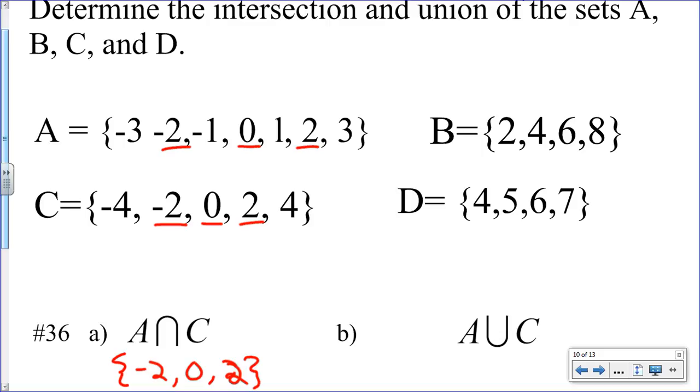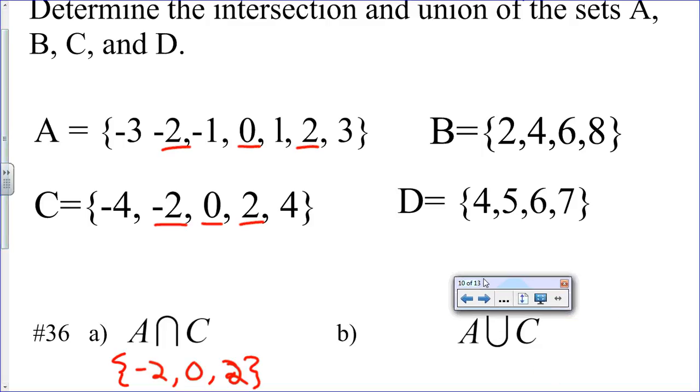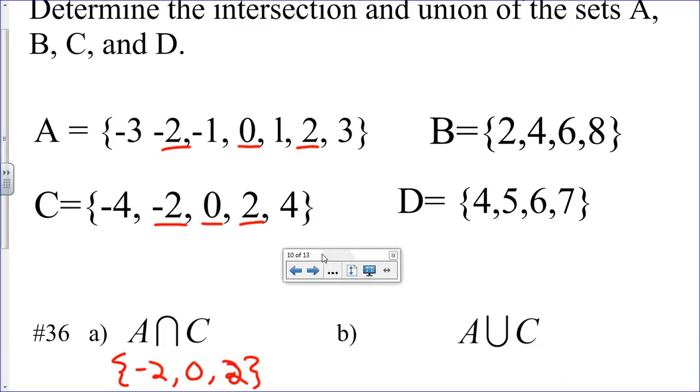That's the intersection. Union means both sets join together. So you're including all the numbers. You're not going to write them multiple times. So the ones they have in common, you're not going to write those twice. But you're including all the numbers from both sets. Let's go least to greatest. So -4 and -3, -2, -1, 0, 1, 2, 3, 4. That's all the numbers from both sets.